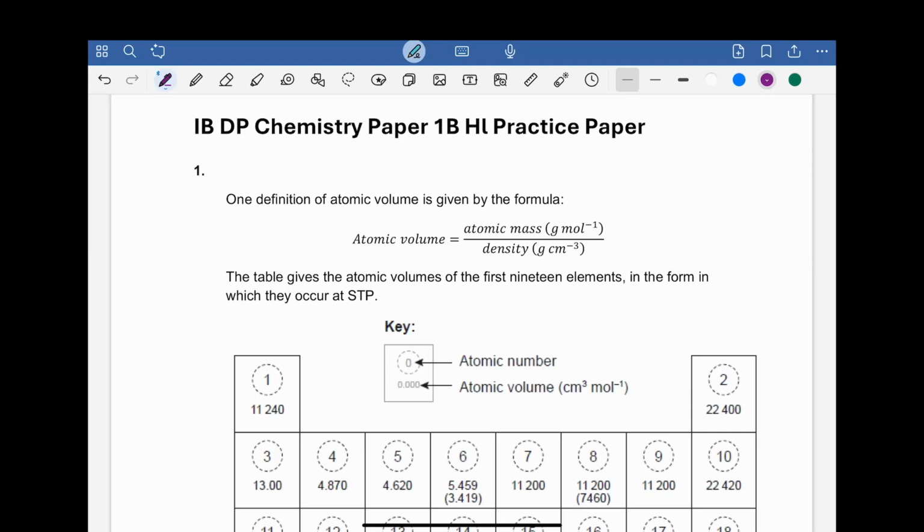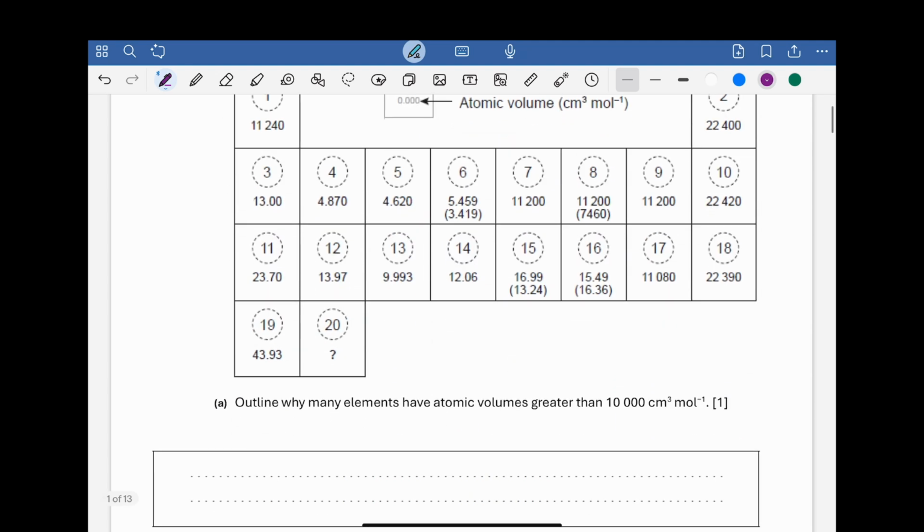One definition of atomic volume is given by the formula: atomic volume is equal to atomic mass in gram per mole divided by density in gram per centimeter cube. The table gives atomic volumes of the first 19 elements in the form in which they occur at STP, standard temperature and pressure. A. Outline why many elements have atomic volumes greater than 10,000 centimeter cube per mole.